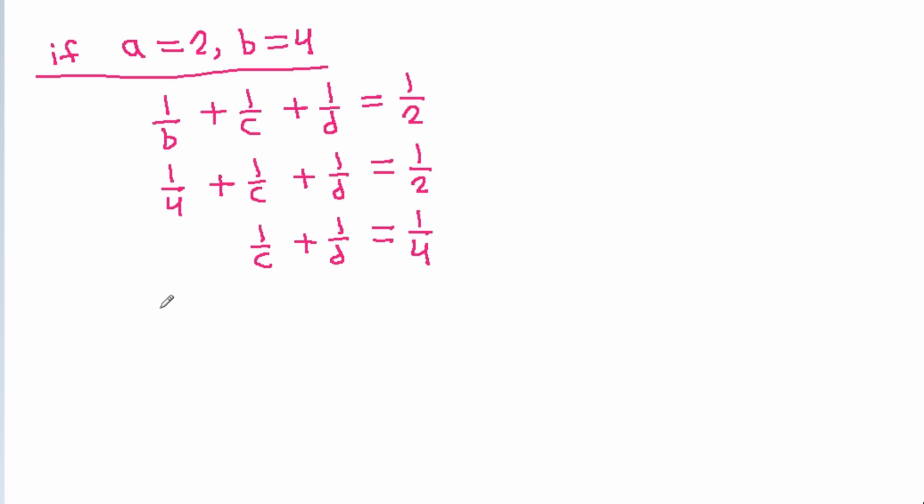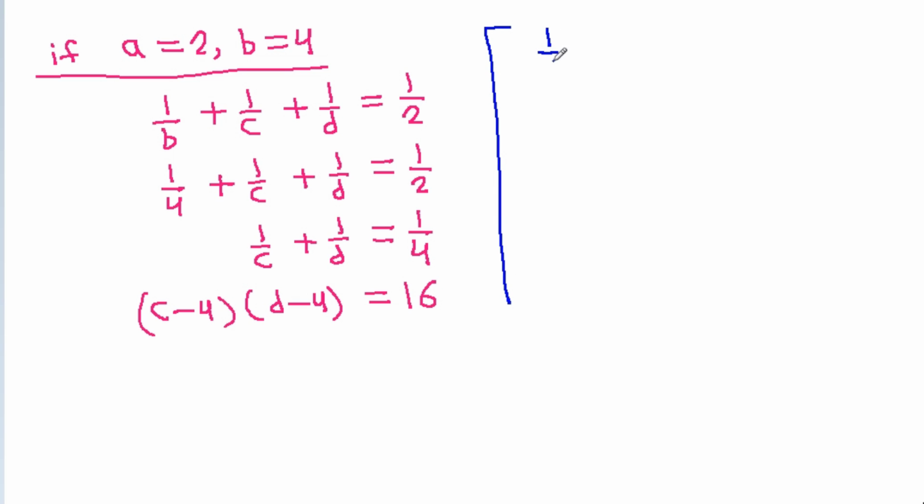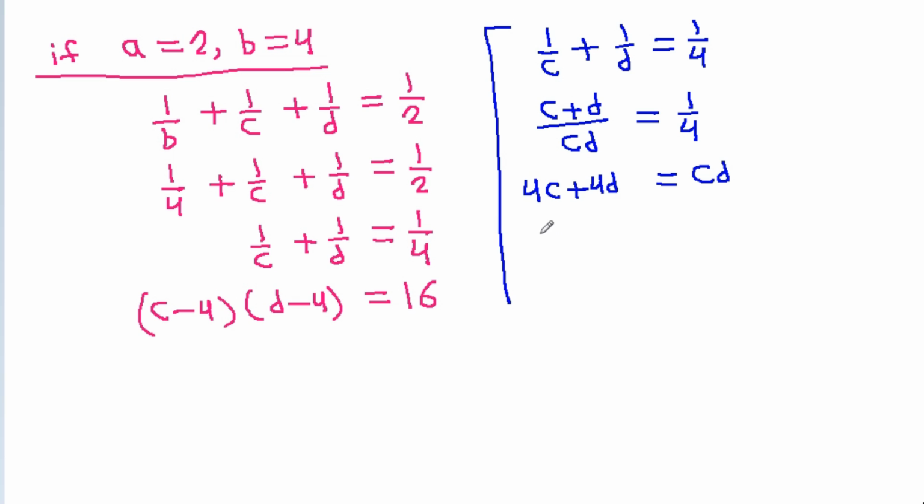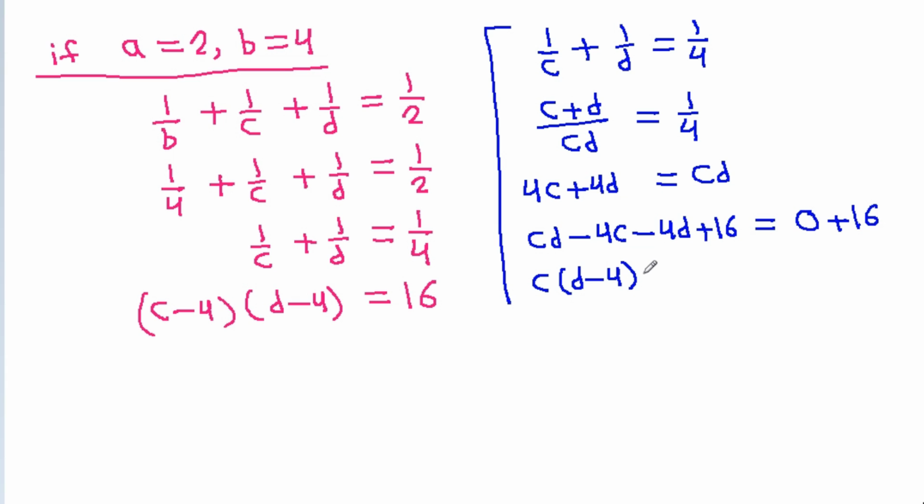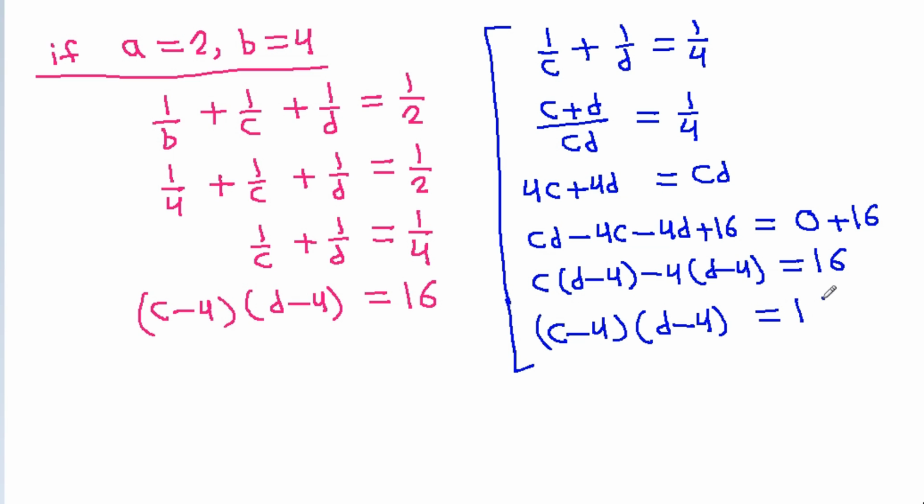And (c - 4)(d - 4) = 16, because we have 1/c + 1/d = 1/4, so (c + d)/cd = 1/4, and 4c + 4d = cd, and cd - 4c - 4d = 0, and it is c times (d - 4) - 4(d - 4) ... here if we add 16 on both sides, then (c - 4)(d - 4) = 16.